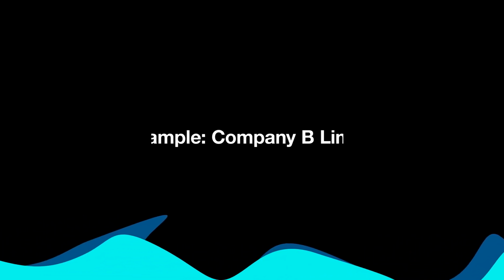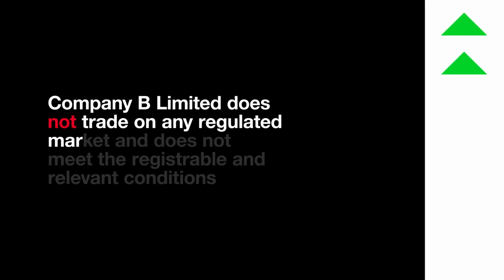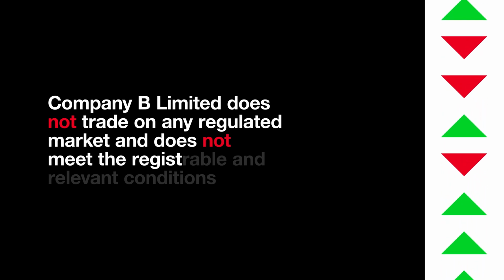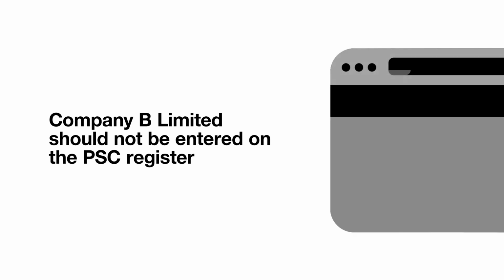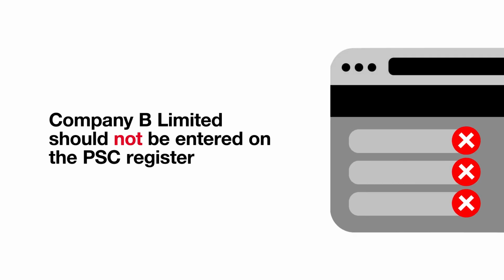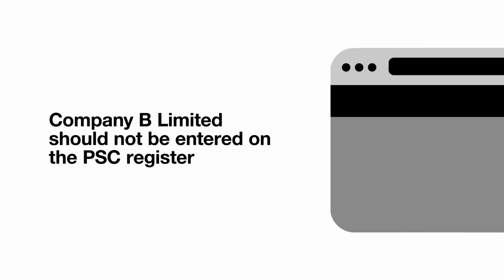An overseas legal entity, Company B Limited, owns 100% of the shares and voting rights in a UK company, Company A Limited. Company B Limited does not trade on any regulated market and does not meet the registrable and relevant conditions. This means Company B Limited should not be entered on the PSC register.